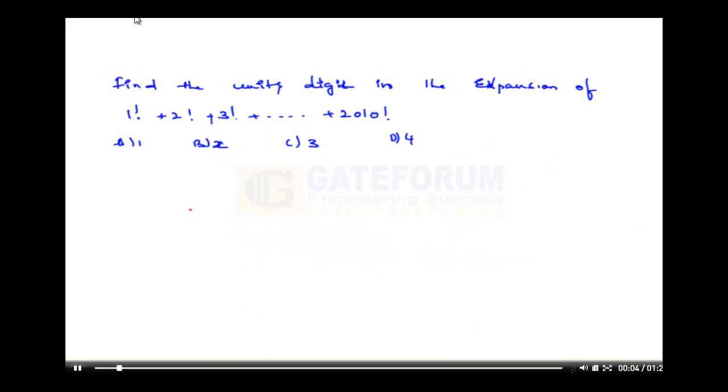We have to find the units digit in the expansion of 1 factorial plus 2 factorial plus 3 factorial and so on up to 2010 factorial. If you observe, the first term 1 factorial is nothing but 1, the second term 2 factorial is 2, 3 factorial is 6, and 4 factorial is 24. Now from 5 factorial onwards, 5 factorial is going to be 120.